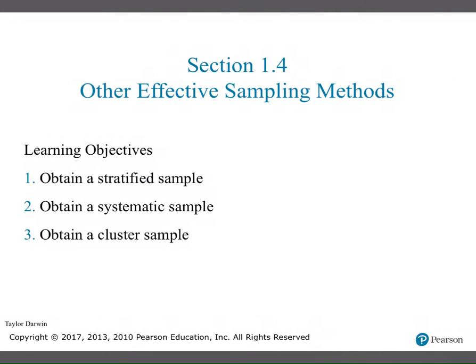Section 1.4 is over other ways to sample other than the simple random sample that was in 1.3. There are 3 other ways: stratified, systematic, and cluster.